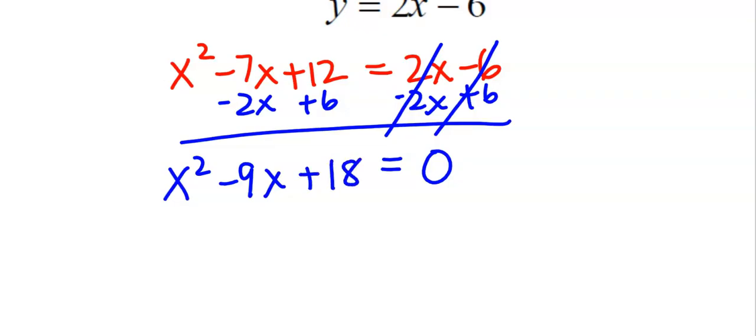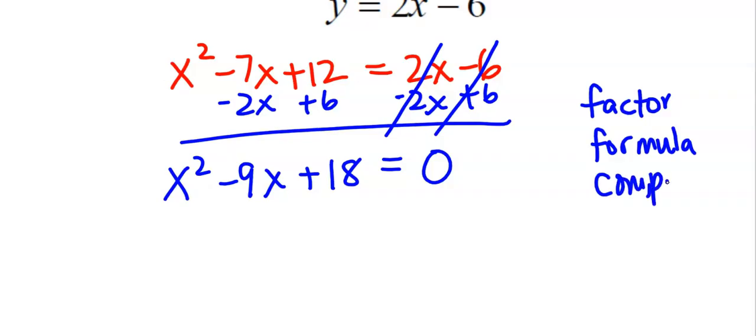Now I have a couple of options from here. I do want to find the values for x, and there will be 2 of them. Now how I find them is the method of my choice. I can factor, I can use the quadratic formula, or I can complete the square. Now for most of these questions, you can usually solve by factoring, but the quadratic formula will always work.